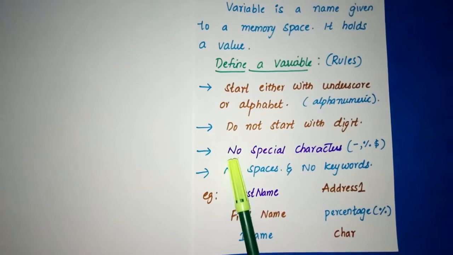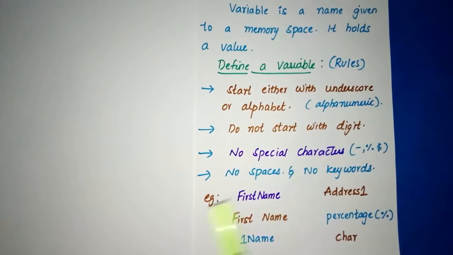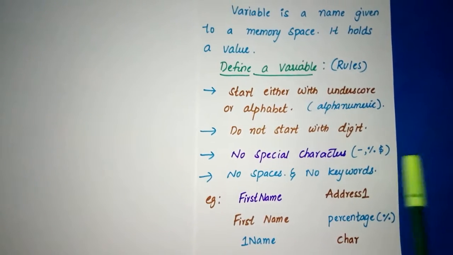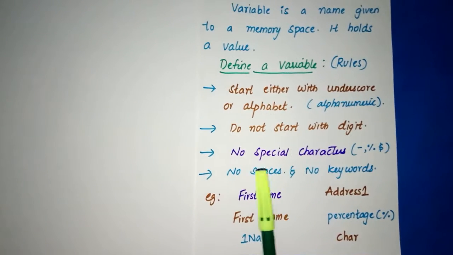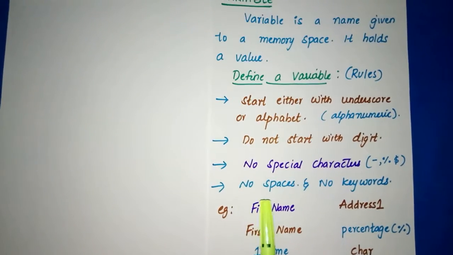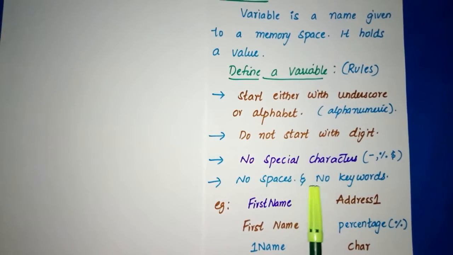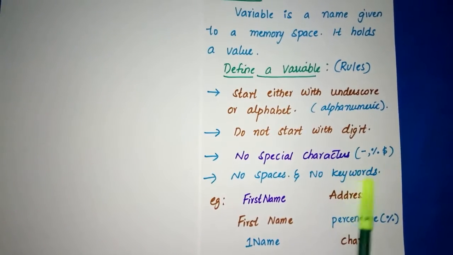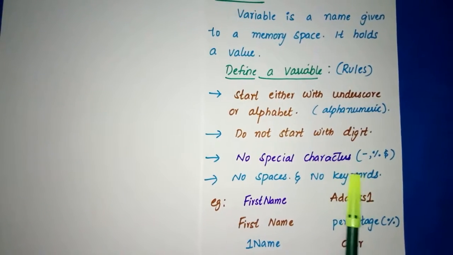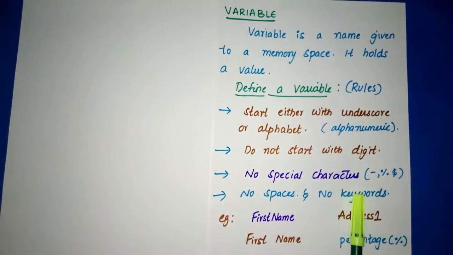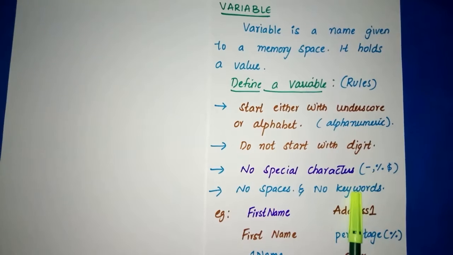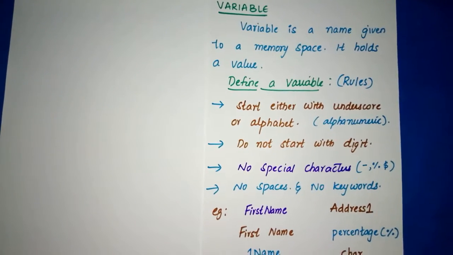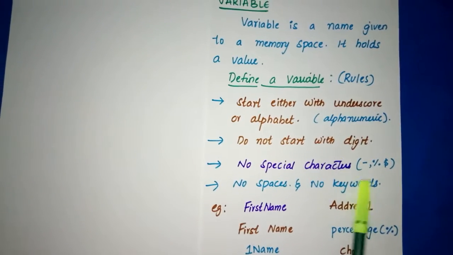The third rule is that it should not have any special characters in it, like hyphen, percentile, dollar. These are some special characters it should not have. The other thing is that it should not have spaces in it. No spaces. And it should not be a keyword. Keywords are predefined words which are already given in your language, so a variable should not be a keyword.